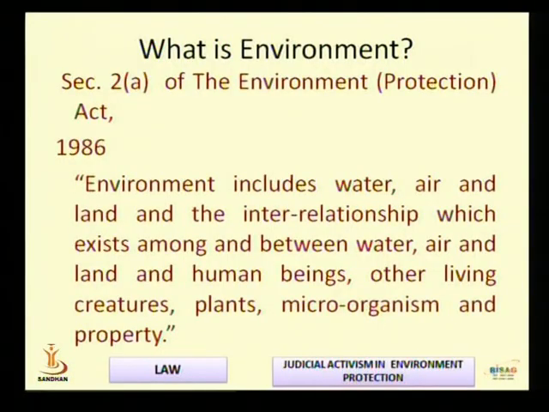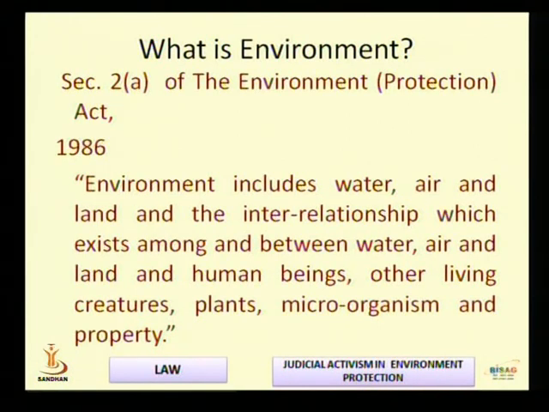As per the slide, clause 2 of sub-clause A states that environment includes water, air and land, and the interrelationship which exists among and between water, air, land, and one more feature is added: human beings, other living creatures, plants, microorganisms and property. So clearly the definition of section 2(a) says that environment includes not only air, water, land, but it also includes the interrelationship of air with water, water with air, the relationship with land and human creatures.